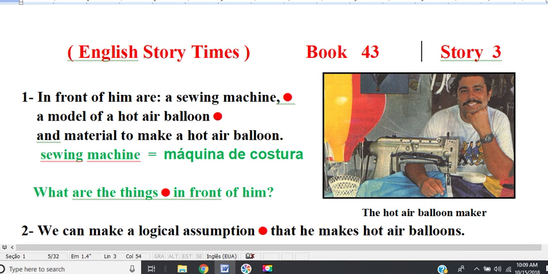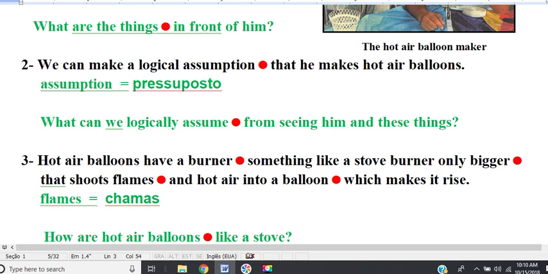Line 1. In front of him are a sewing machine, a model of a hot air balloon, and material to make a hot air balloon. Question. What are the things in front of him? Well, in front of him are a sewing machine, a model of a hot air balloon, and material to make a hot air balloon.